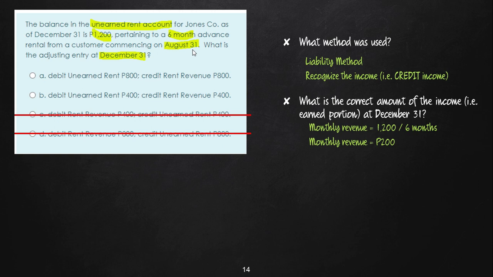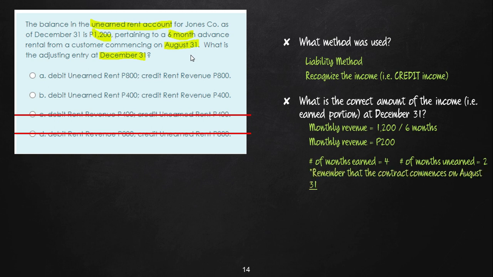4 months ang na-earn. Pila ang coverage sa atong advanced rental nga nadawat? Diba? That's good for 6 months. 4 months man ang na-earn. That means 2 months ang unearned. Right? So again, to check, 4 months earned plus 2 months unearned will give you a total of the 6 month coverage.